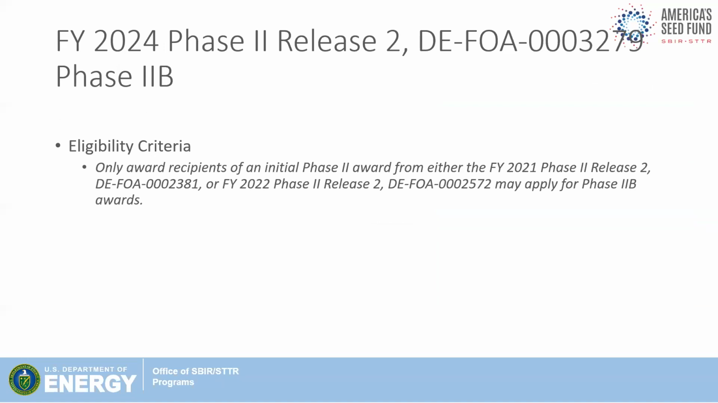Now, for phase 2B, our FOA will indicate that if you got an award from either a 21 or a 22 release 2 funding opportunity announcement, you will be eligible to apply. So unlike phase 2A, where only selected topics can apply, for phase 2B, if you got funded, you will be able to apply.